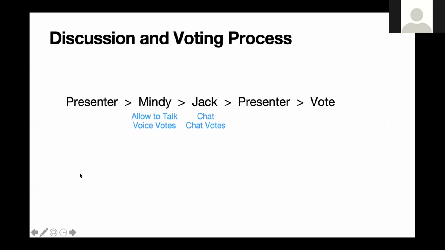The discussion and voting process will look something like this. The first vote we'll do will be on minutes. So when Marcia's talking, she'll preview what we're going to be voting on. If there's any discussion, Mindy will unmute you in a two-step process, and she'll allow you to talk and then ask you to unmute. We'll talk about how that works as well.